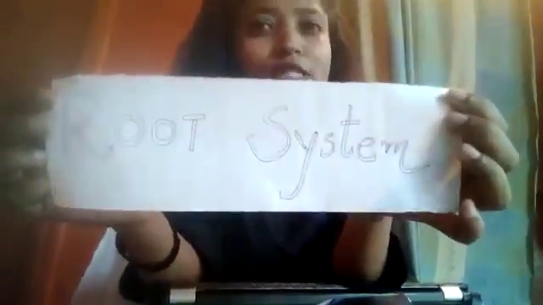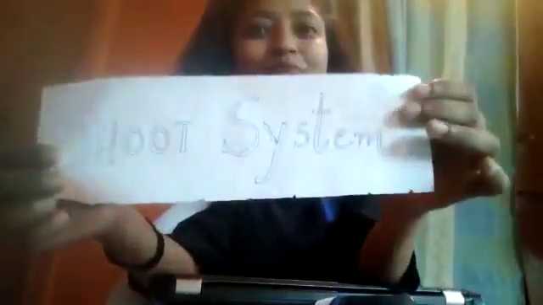So a plant basically has two types of system. One is your root system, and the second is your shoot system. Right. So the first one is the root system and the second one is the shoot system. Now, what is the root system? What do you understand by this root system?